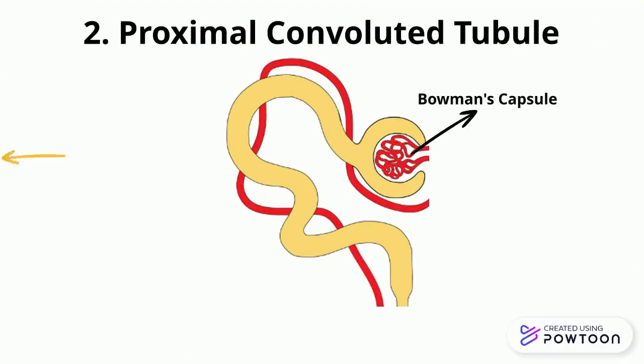In the proximal convoluted tubule, all of the glucose and most mineral ions are reabsorbed actively through protein channels in the cell membrane, and about 85% of the water is reabsorbed as well.